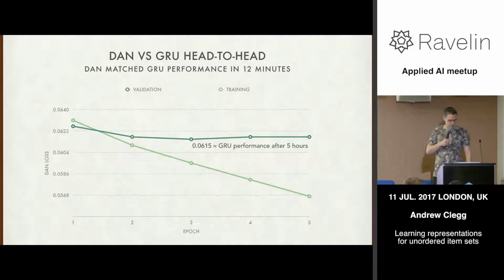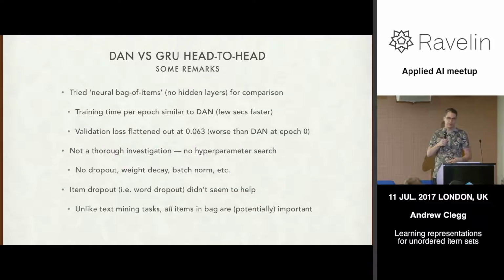I hadn't actually tried with any regularization yet, so this was just a brief initial exploration. So I also tried it with a neural bag of items, so basically took out the hidden layers and just used the averages directly to predict the output. The training time was similar to the DAN, but it flattened out really quickly at a worse test loss than the DAN was doing at the end of its first epoch. As I say, this is not very scientific because there's no dropout, there's no weight decay or other regularization here, there's no normalization here.